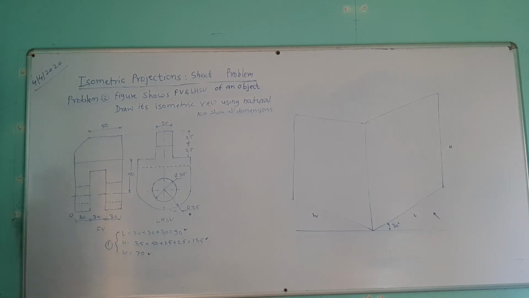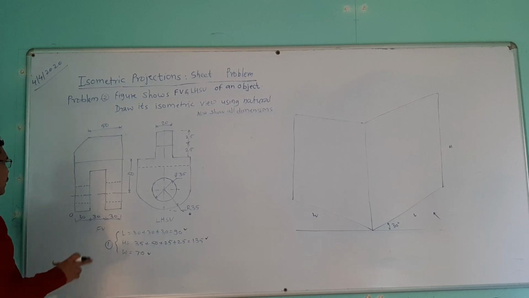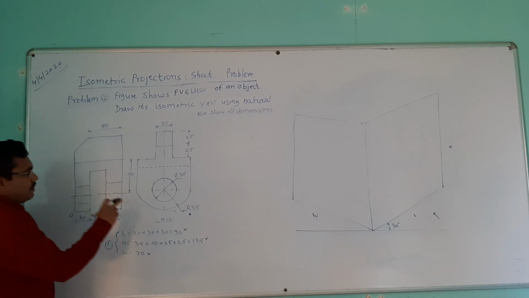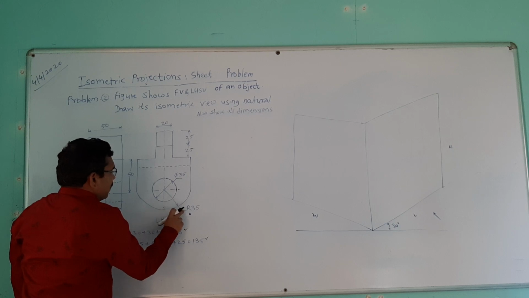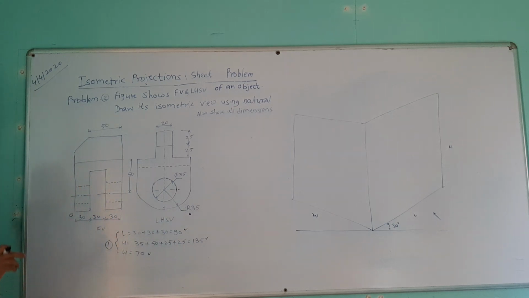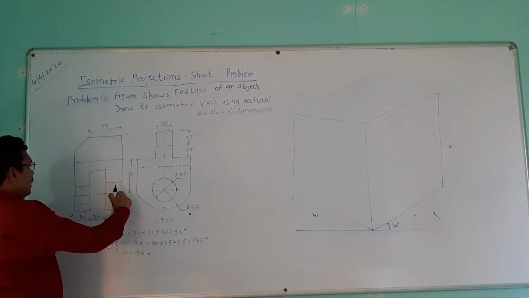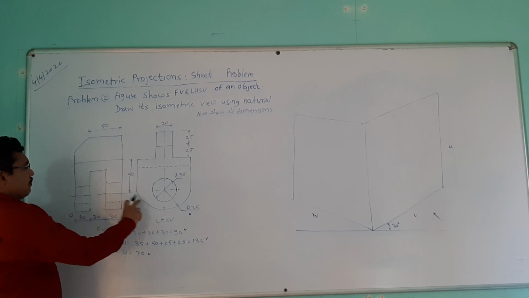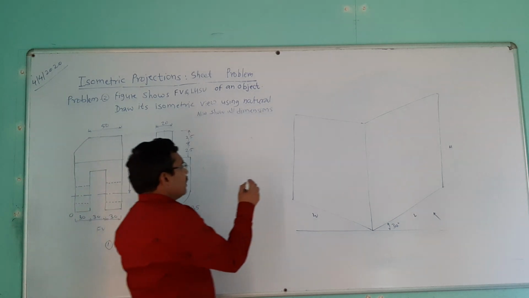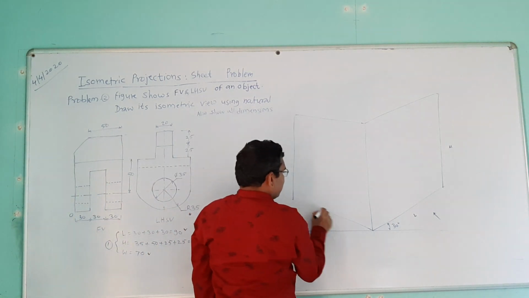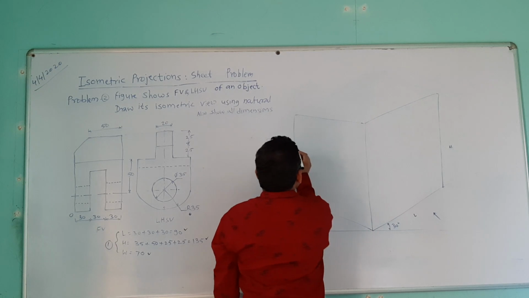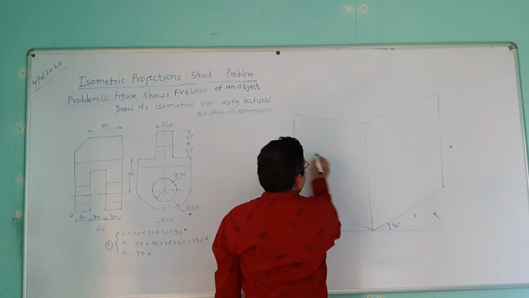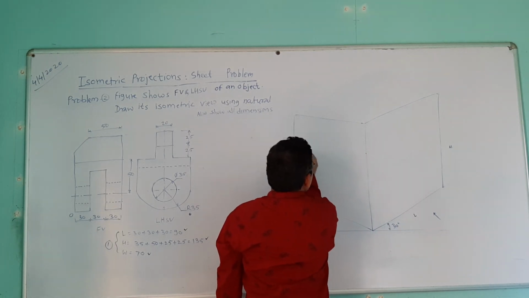So we'll start with this. First we'll consider the width dimension. This is again a typical problem. Here you have to mark the center point. Suppose from this point the height is 35, or the total height is 35 plus this 50, 85. So vertically from this base, at 85 height, you have to draw a line. So up to this dimension is 85.